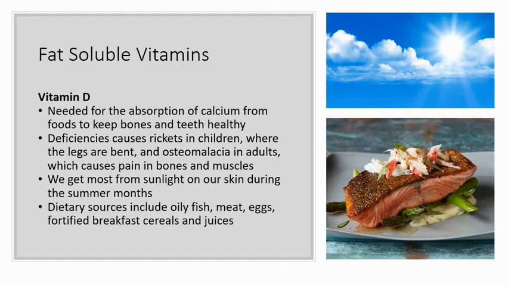We get most of our vitamin D actually from sunlight on our skin during the summer months. For those of us in the Seattle area, this can be a challenge even in the summer because we don't get nearly as much sunshine, and so it is important to try to get some through your diet or even supplements. So dietary sources include oily fish, meats, eggs. A lot of breakfast cereals and juices are actually fortified with vitamin D, meaning the vitamin is added to it.